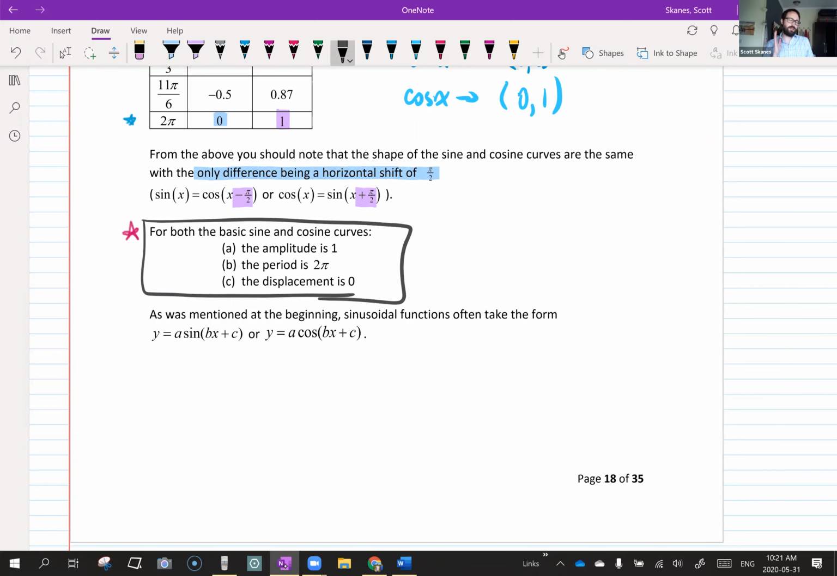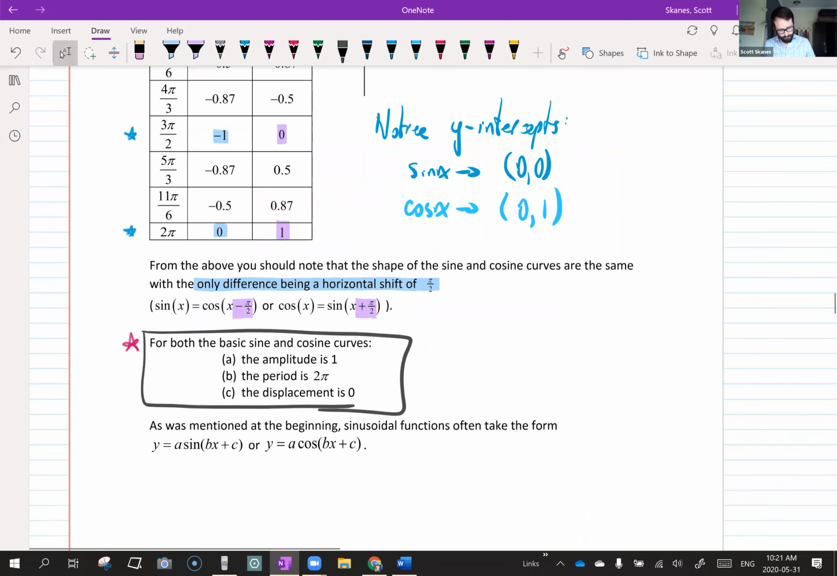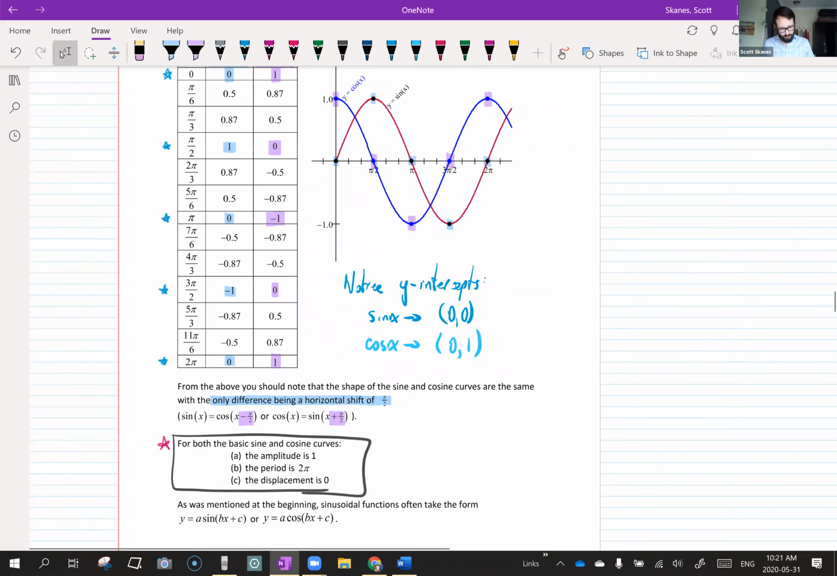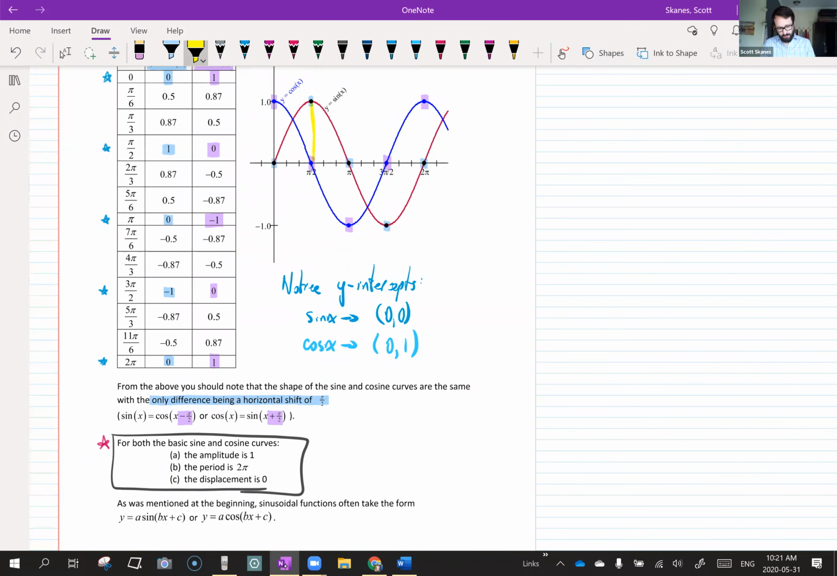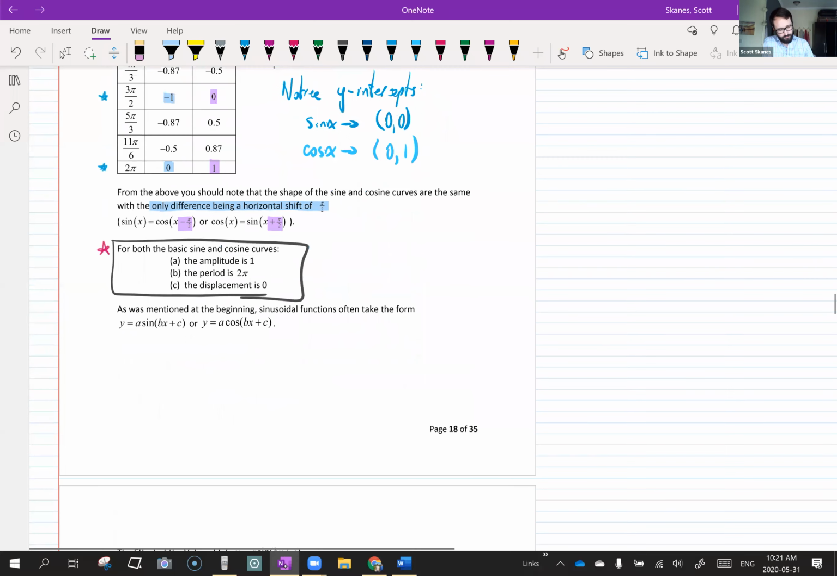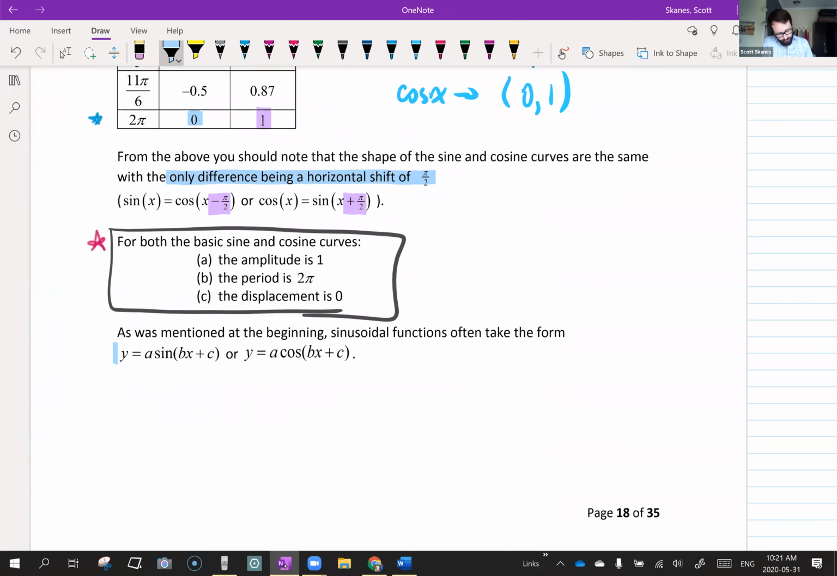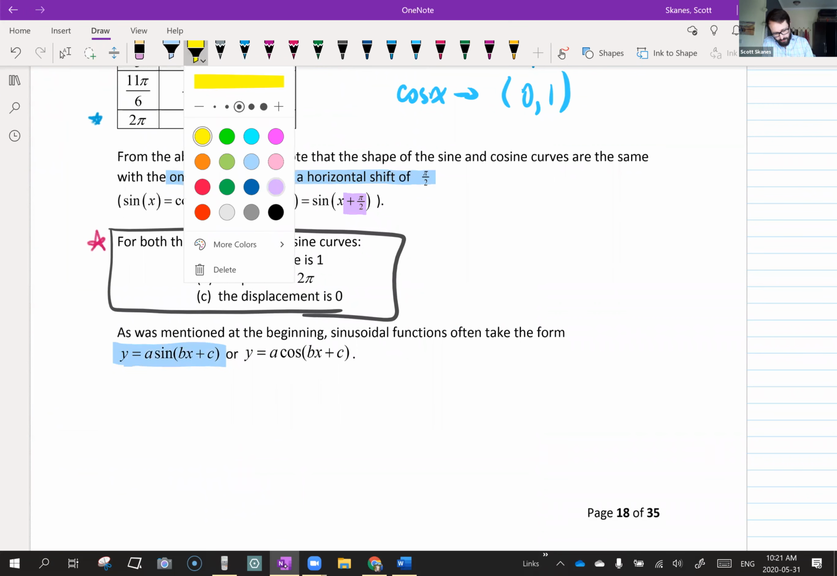For the basic sine and cosine curves, the amplitude is 1. Well, that's pretty clear. Look at this. This distance here, that's an amplitude of 1 for both curves. They both go up to 1. The period is 2 pi. So from start to finish, 2 of the peaks, the distance between them is 2 pi. And the displacement is 0. So there's no phase shift for the standard function. Okay. Finally, these are the formulas we're working with.